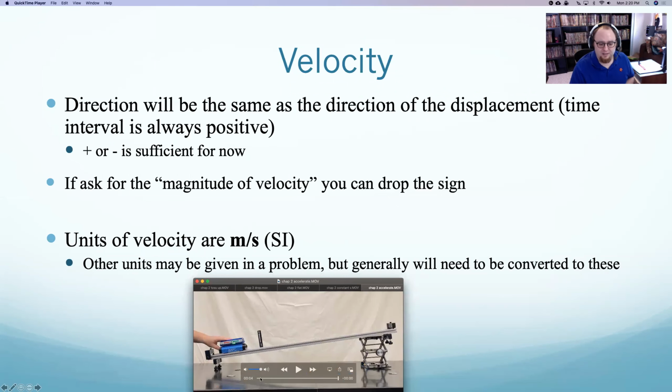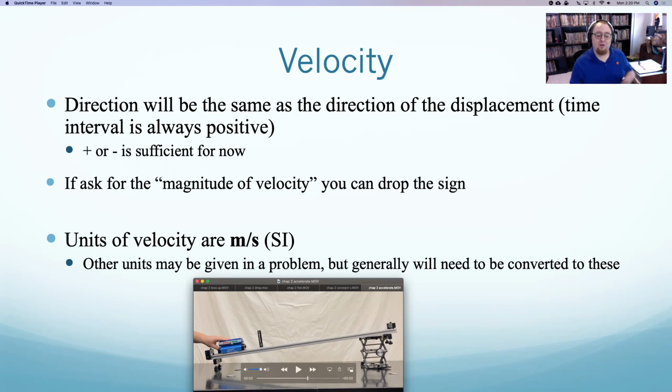What that means is that when the car is on the way up, its average velocity is positive because it's moving to the right. When the car's on the way down, its average velocity is negative because it's moving to the left. That's why these directions matter, because now with velocity, we also say what direction it's going. If you're traveling 20 meters per second, it kind of matters which way you're going.